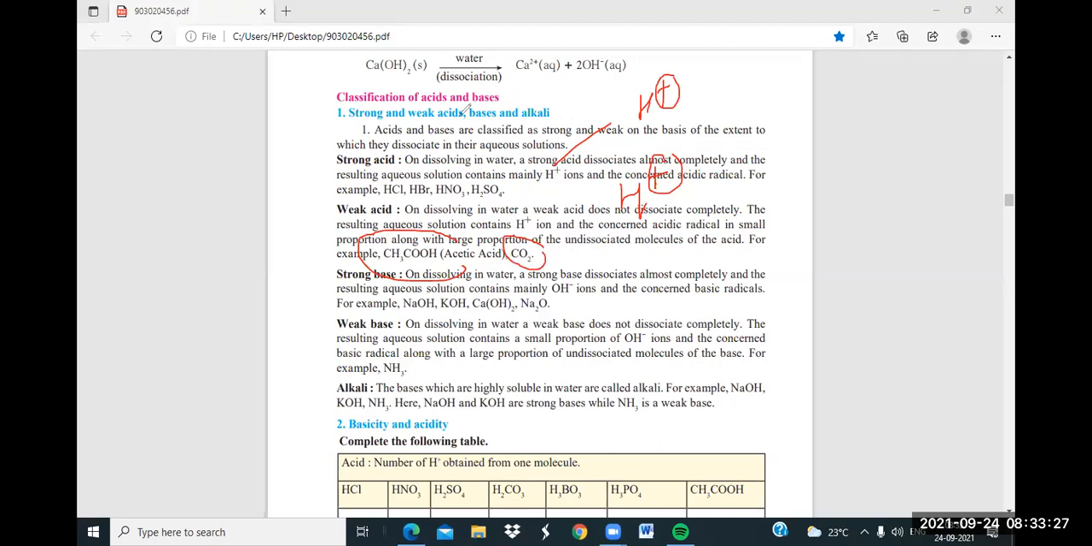Yeah, Parth, do you have any question, madam? Sir, please explain again strong acid and weak acid. Okay, understood clearly? Once again, I will explain it.